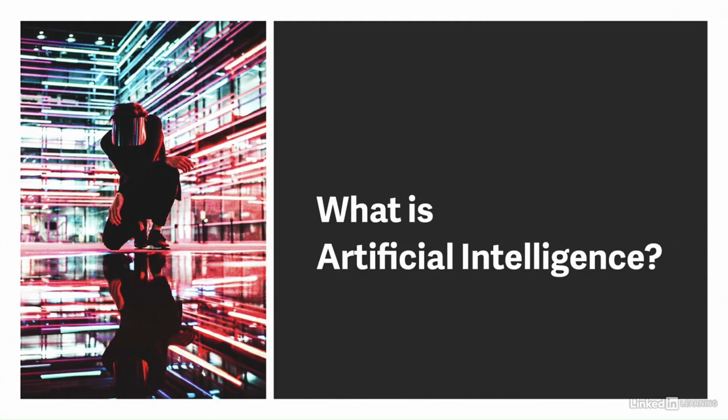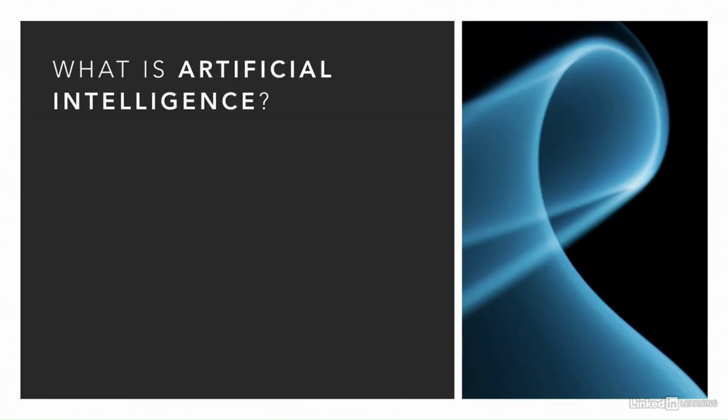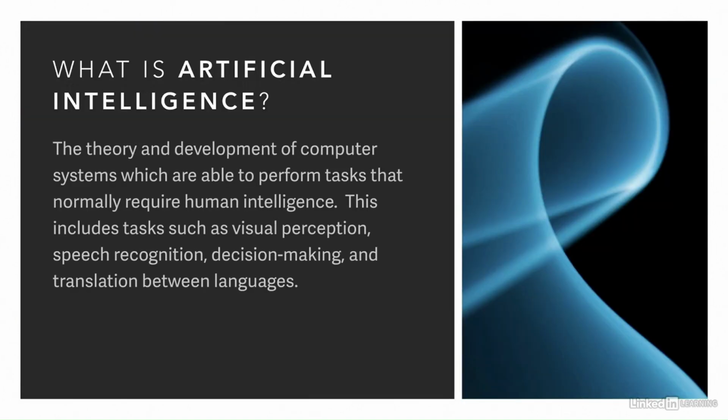So what exactly is artificial intelligence? Well, artificial intelligence is a collection of technologies, and essentially it's a theory and a development process used within computer systems. What happens here is the computer is able to perform tasks that normally required human intelligence. This can include things such as visual perception, recognizing objects, or making a selection within an image. It can also include speech recognition or making decisions about how to process an image. It can also offer things like translating between one language and another.